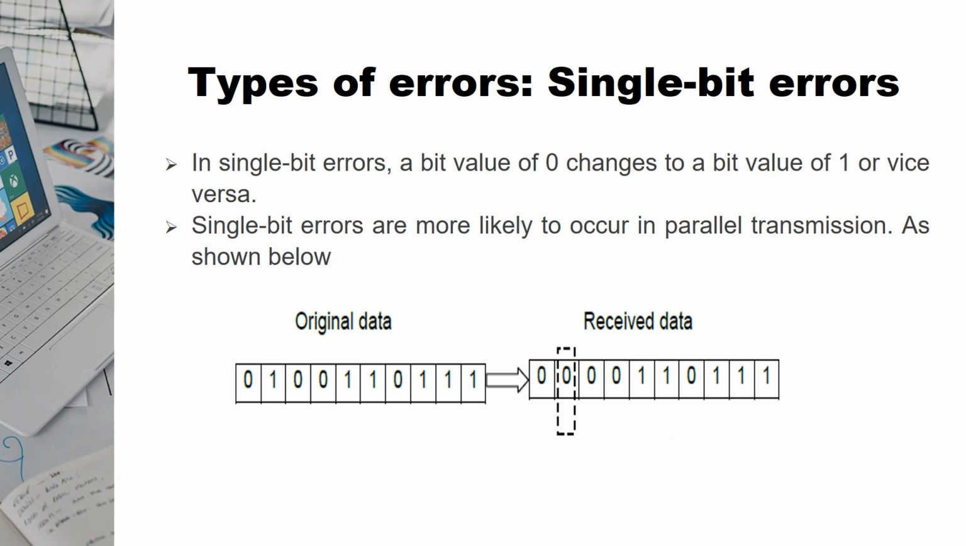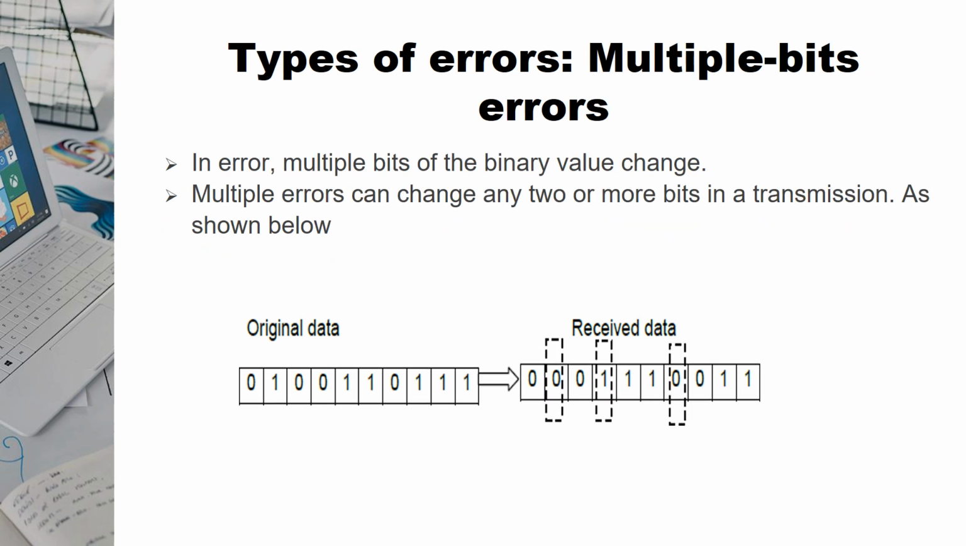Then on multiple bit errors, we are saying that a multiple bit error occurs when multiple bits of data are corrupted or altered during transmission. For example, if the binary data given here is 0100110111, then you can see that a 1 changed to a 0, a 0 changed to a 1, and a 1 changed to a 0. So you can see that 3 bits changed, right? And you can see that 2 or more bits in a transmission can change.